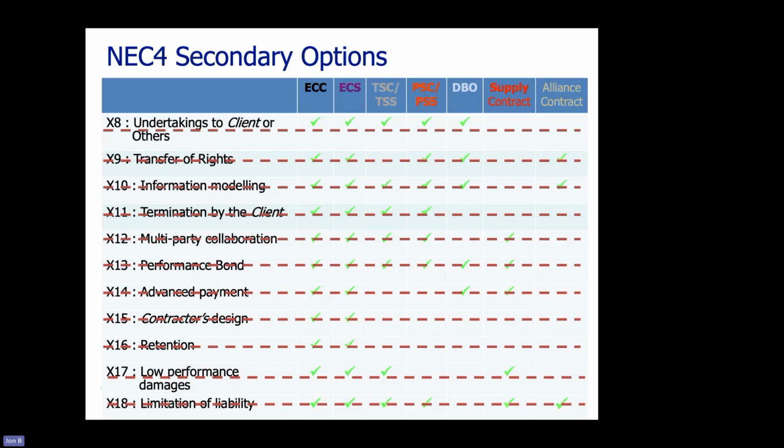The client, but you'd have to follow the termination procedure to terminate it. So it's not because the client decides, right, I want to terminate this contract necessarily. It's because the contractor has gone bust, but this is the way to follow it. Okay. Good. All right.